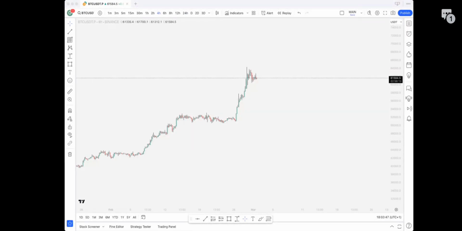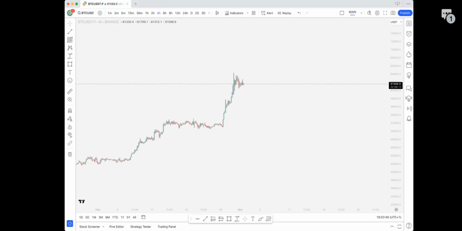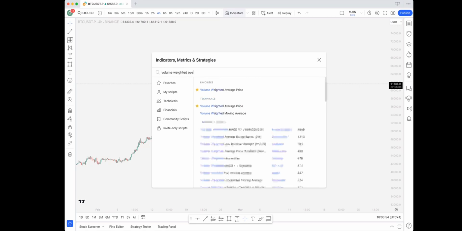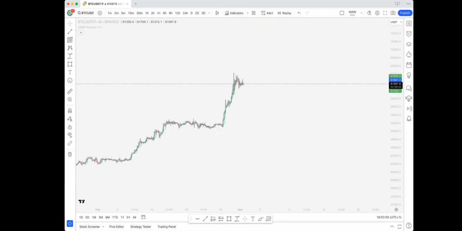So VWAP, it's an indicator. It's the volume weighted average price. I have a favorite because I use it all the time. As it says in the name, it shows the average price, but it also weighs volume into the equation. Okay, this means that the more volume that's in a move or in an area, the more weight that's going to have on the overall average price. And this makes sense, right?